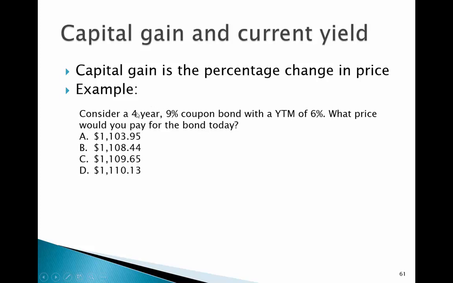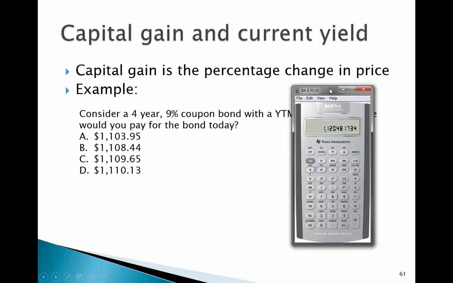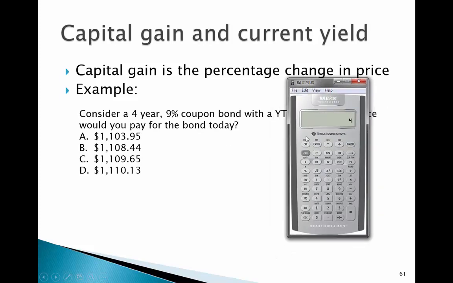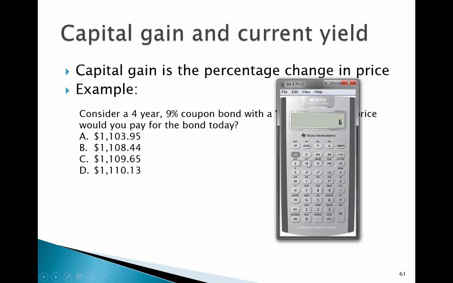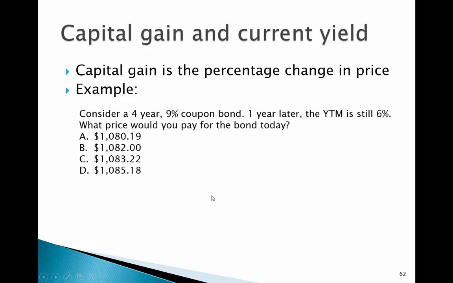I've got a 4-year 9% coupon bond with a yield to maturity of 6%. What price would you pay for the bond today? We've done a lot of these, so I think you've probably got this figured out. N is 4, the payment is 90, future value is 1,000, the yield to maturity is 6. Solve for the price: 1,103.95. I'm going to need that, so I'm going to store that in memory 1.